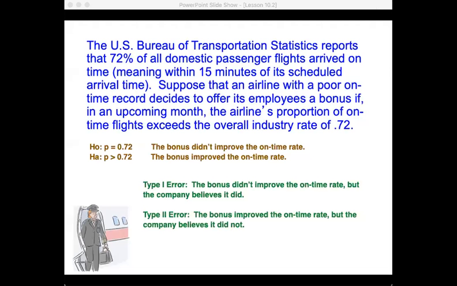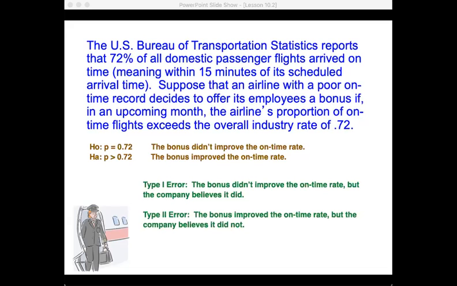So for type 1, if we're thinking about like which one is worse, okay? Type 1, the bonus didn't improve the on-time rate, but the company believes it did. Like think about the company. Like the company's like, oh, the bonus is working. So it's like giving out these bonuses, but their on-time rate doesn't improve. So they're basically like wasting money, essentially. They're wasting money.